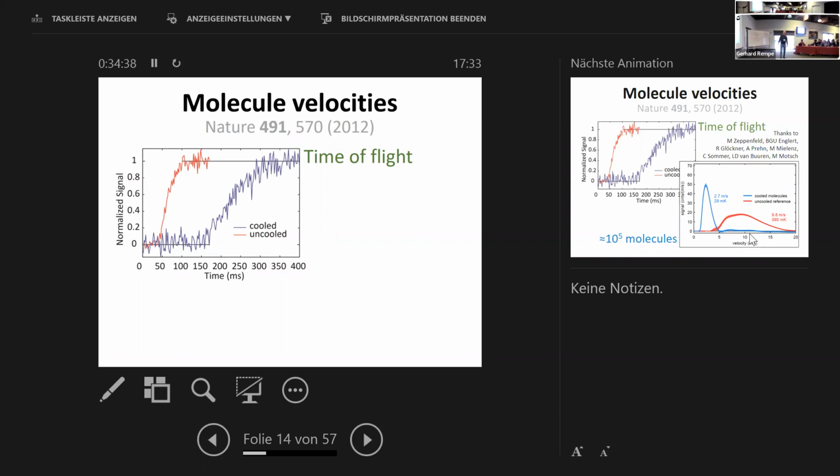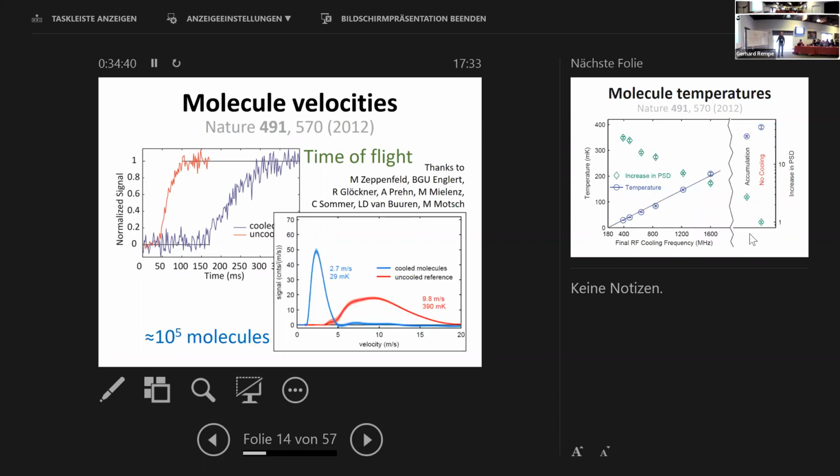So knowing the time of flight, we can determine the velocity distribution. And this is the velocity distribution of the cooled and the uncooled molecules, uncooled as a reference. So no cooling at all, and from this kind of signal we deduce the velocity distribution like this one. It's around 10 meters per second, and it has a width of plus minus 5 meters per second. This corresponds to a temperature of 790 millikelvin. This is our cooling.